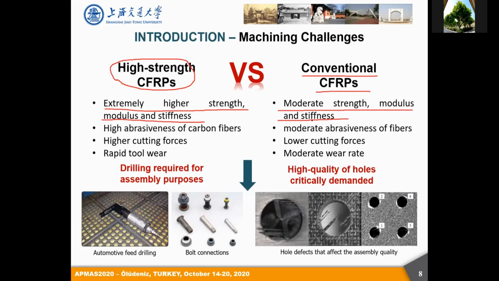Additionally, since the use of composite materials requires a drilling process to create holes for assembling the different composite structures into a functional assembly, there is a critical demand for high quality drilling of CFRP holes.